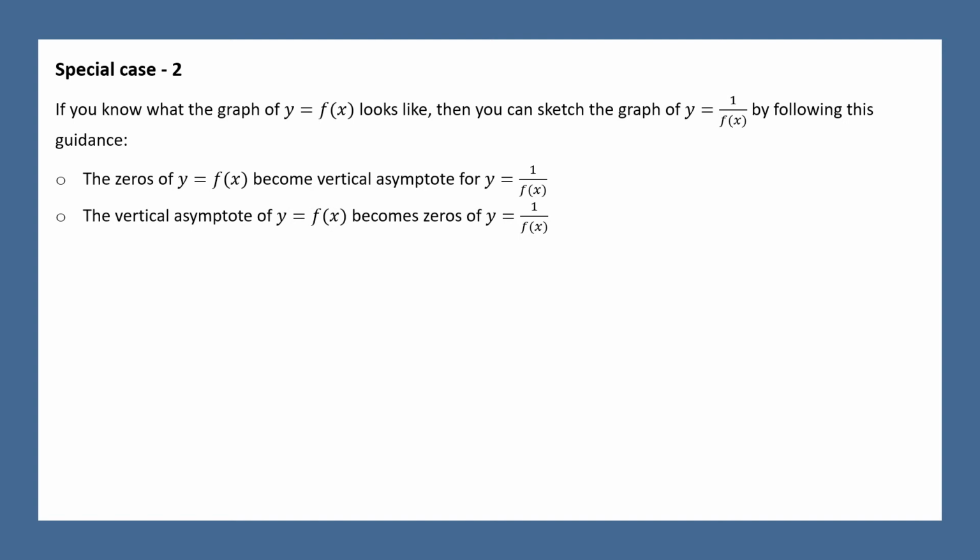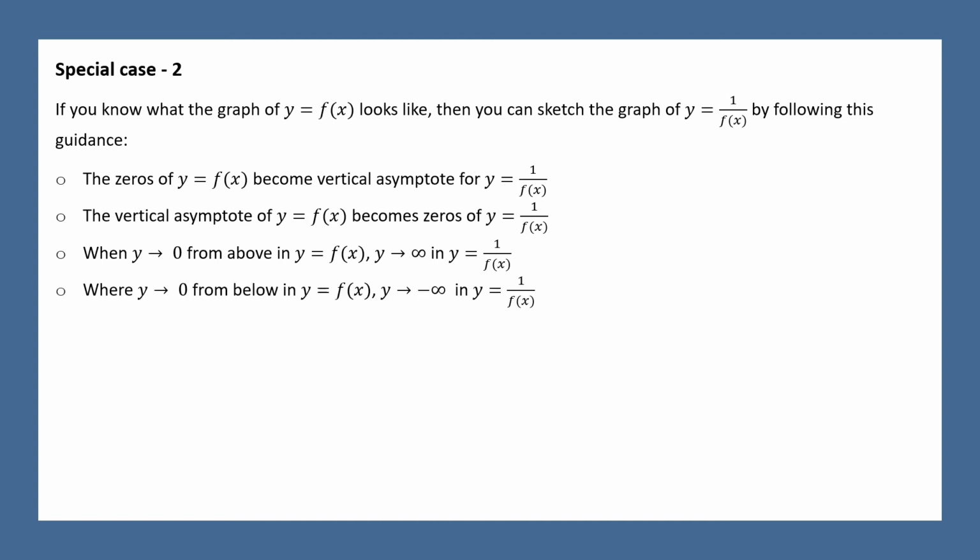The reverse will be true. The vertical asymptotes of y is equal to f of x will become zeros of 1 over f of x. When y tends to 0 from above, it will become y tends to infinity, and y tends to 0 from below would become y tends to minus infinity. Now the reverse will happen.